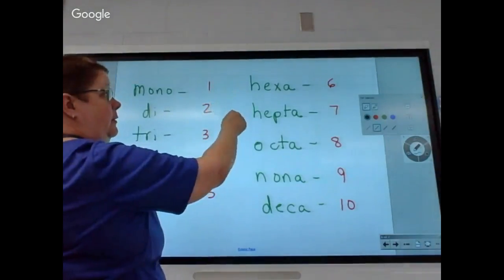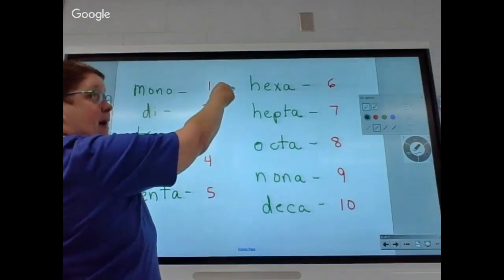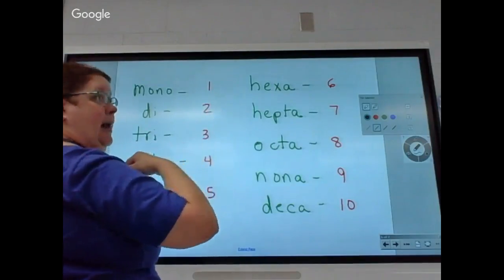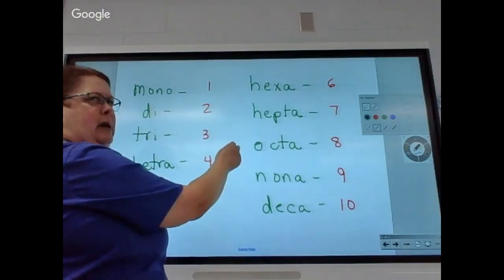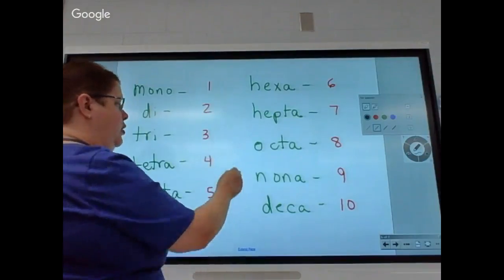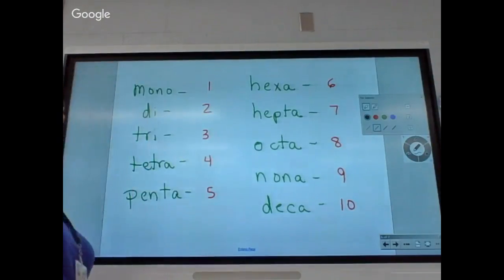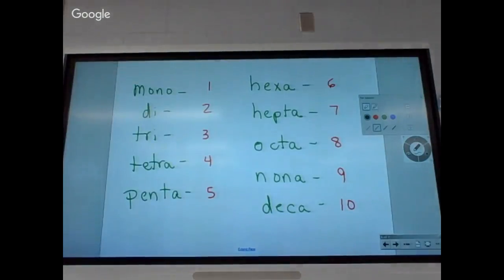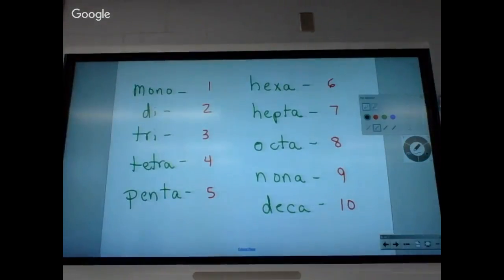Hexa and hepta. You probably know hexagon from math class. Hepta, you might not know. Everybody knows octa and octopus and octagon. And you might not know nona or deca. All right, so you might have to know 4. Those of you who've had Spanish probably know more than that. So before you all freak out on me, you know most of these, okay? You might have to know 3 or 4 more by tomorrow.